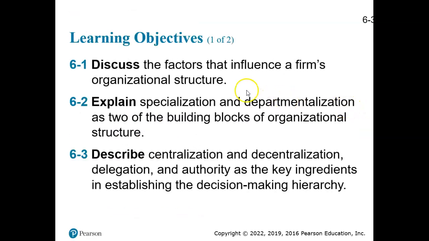So the learning objectives are, you want to be able to discuss the factors that influence a firm's organization structure. We're going to go through that list real quick. You want to be able to explain specialization and departmentalization as the building blocks of any organizational structure, and they make sense when you see examples. Describe centralization and decentralization. Delegation and authority are key ingredients in establishing the decision-making hierarchy, which is part and parcel to an objective of how you organize.